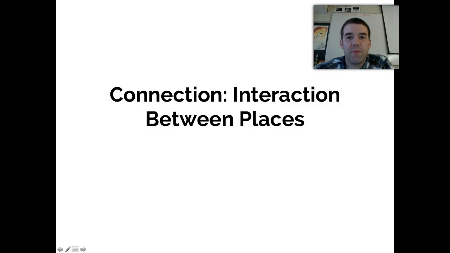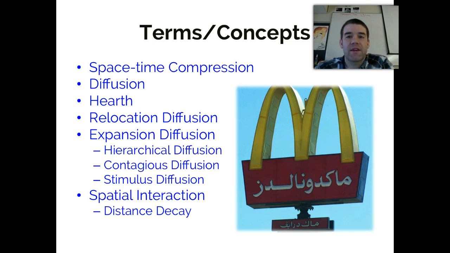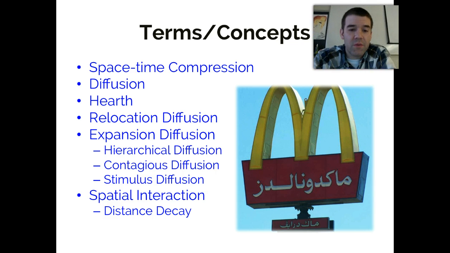or the interaction between places. This concept is highly connected to the geographic concept of diffusion, or how something spreads. So as we look at this today, terms and concepts you should be familiar with: space-time compression, diffusion, hearth, relocation diffusion, expansion diffusion, which includes hierarchical, contagious, and stimulus diffusions, and spatial interaction with distance decay.